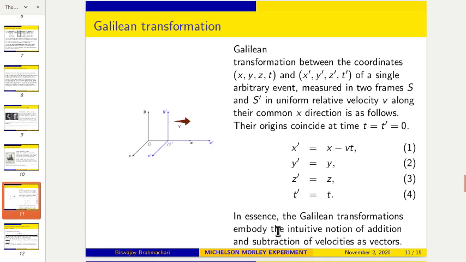In a sense, the Galilean transformation embodies the intuitive notion of addition and subtraction of velocities as vectors. If you just take the derivative, then you will see that dx dash/dt dash equals dx/dt minus v, and t dash equals t. So that means there is a velocity addition, just one derivative from there. So it is very easy.